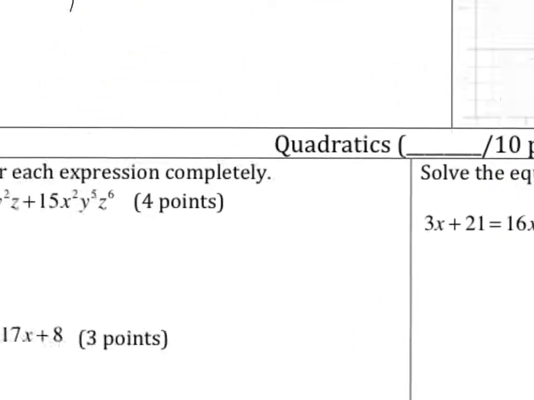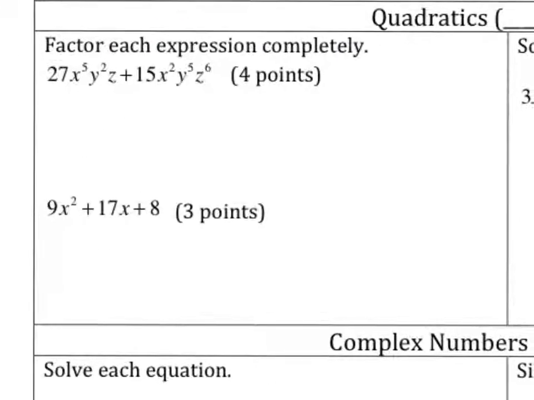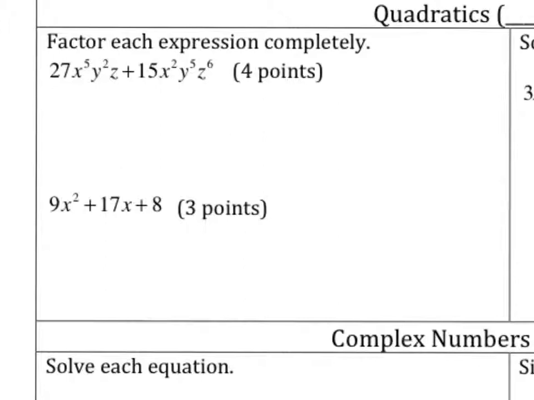Moving on to our next category. We're dealing with factoring expressions. For factoring my first expression, I'm going to look for things that each of these have in common. First thing I'm going to look at is the two numbers. 27 and 15 are both multiples of 3, so I'm probably going to put a 3 out in front.